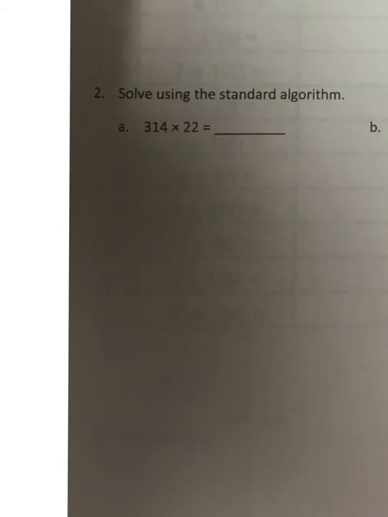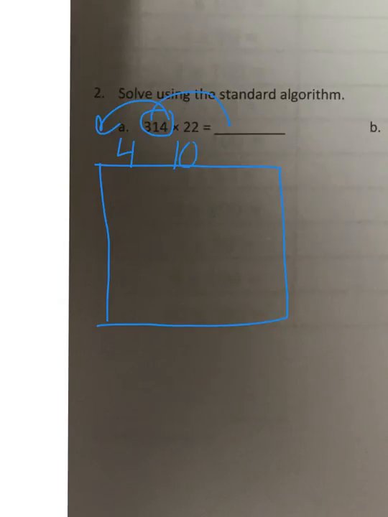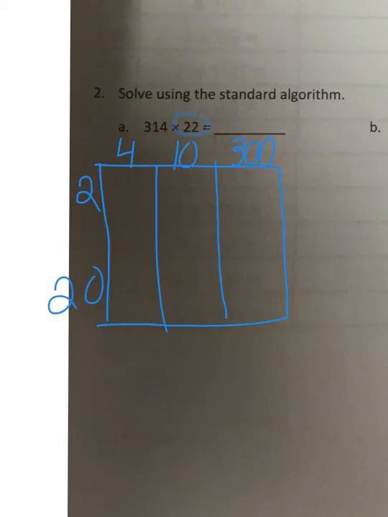So we have 314 times 22. First step, draw my box. I'm going to start with my first number on top and break it up. My ones place has 4. My tens place has 1. My hundreds place, 300. I'm going to erase that so that we can see the numbers clearly. Then I'm going to move to my second number, which is 22. I have 2 ones, 2 tens. Now I'm going to go through and break up all my pieces here in between each number I see.